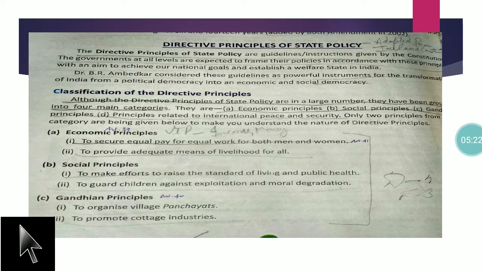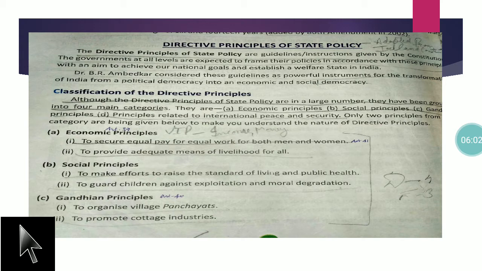First of all, we can start with the economic principles, which are associated with the guidelines of financial matters, where the first one is to secure equal pay for equal work for both men and women. Sometimes the industries and companies are not giving equal wages to men and women. So in that case, the rules and regulations are there, which are quite important to provide equal payment for equal work.